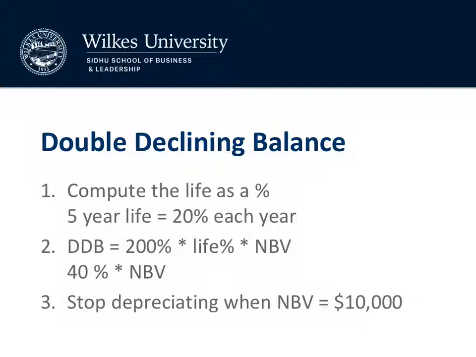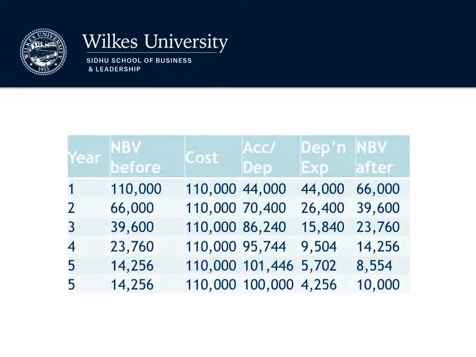And the third step is to stop depreciating when the net book value reaches $10,000, because that's when we will have depreciated our entire value of use. Now this computational table is similar to the one we had before. Instead of having the units of activity column, I've got a net book value before. So I have a net book value before depreciation and one after depreciation, just to help keep all of my records straight.